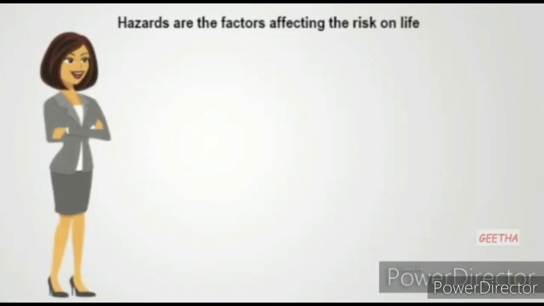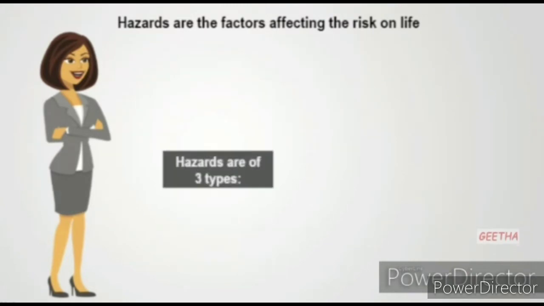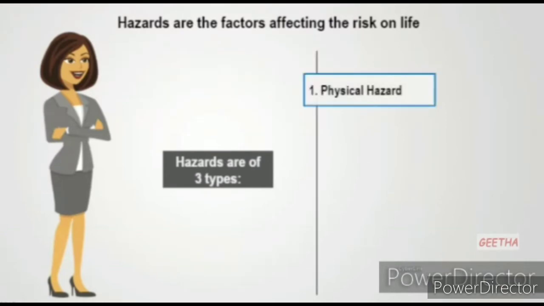We have understood that hazards are the factors affecting the risk on life. There are three types of hazards. Physical hazard. The physical hazard is a physical condition that increases the possibility of loss. For example, overweight, smoking, or any pre-existing disease.